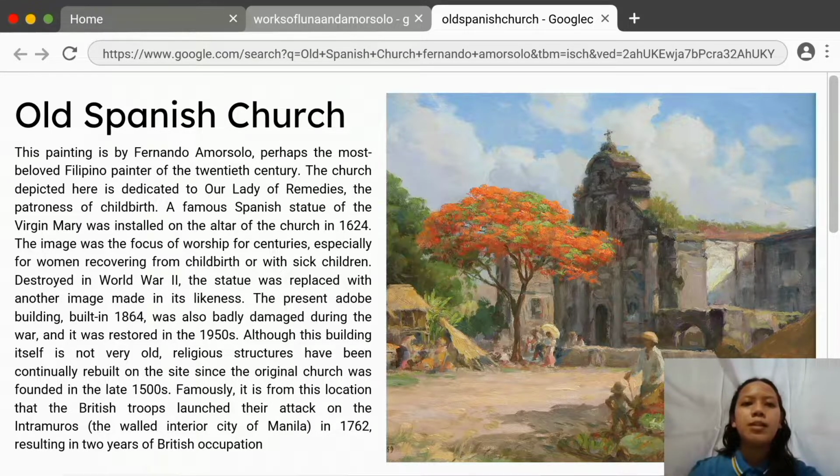This image was the focus of worship for centuries, especially for women recovering from childbirth or with sick children. Destroyed in World War II, the statue was replaced with another image made in its likeness. Famously, it was from this location that the British troops launched their attacks on the Intramuros, the walled interior city of Manila, in 1762, resulting in 2 years of British occupation.